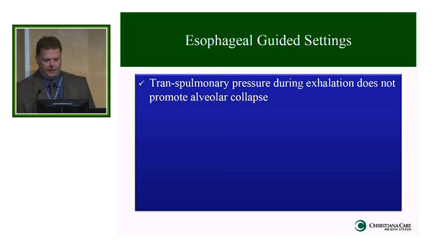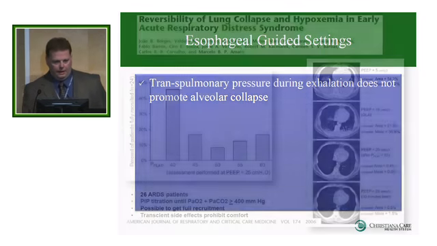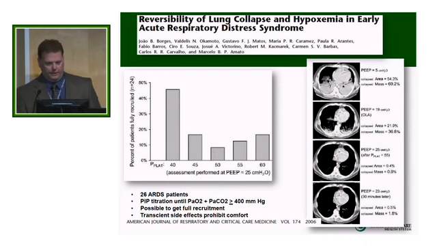But I'm going to move through that one in the interest of time and look at this one. Now this is kind of an interesting study here. This is the reversibility of lung collapse for hypoxemia, and this is early ARDS. What this study did, they took 26 ARDS patients and they tried their best to get the patients to recruit. And they found that they could fully recruit lungs at a plat of 40, but some patients took up to 60 of pressure to fully recruit.